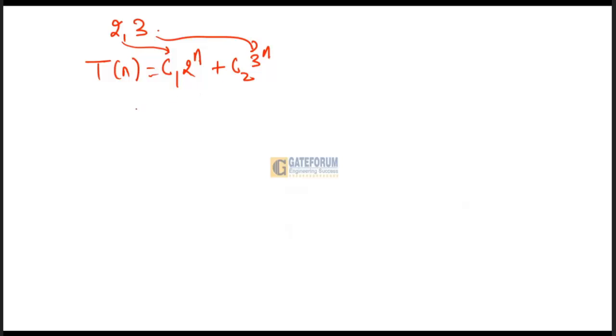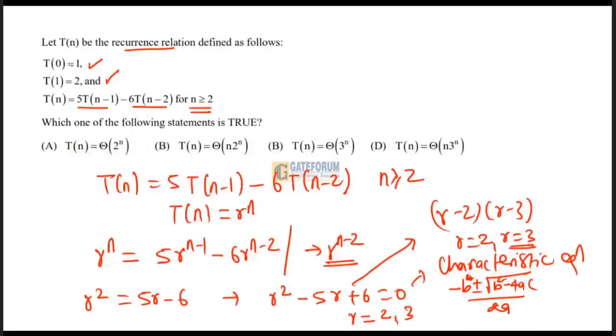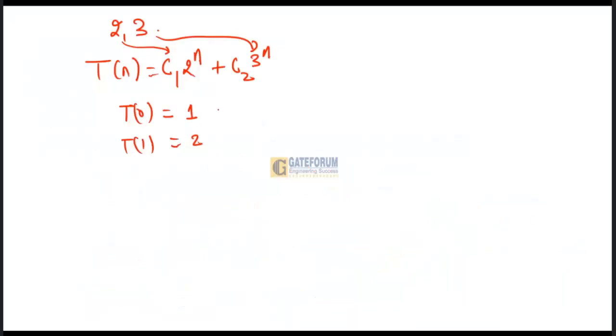Now we have two base conditions, so we need to be very careful about which we choose. One base condition is t0 equal to 1 and the other is t1 equal to 2. Generally in a question, if one base condition is given, we can directly compare with that, but here two base conditions are there, at 0 and at 1. So in this problem, we need to evaluate c1 plus c2 equal to 1, and also 2c1 plus 3c2 equal to 2, because two base conditions are there.